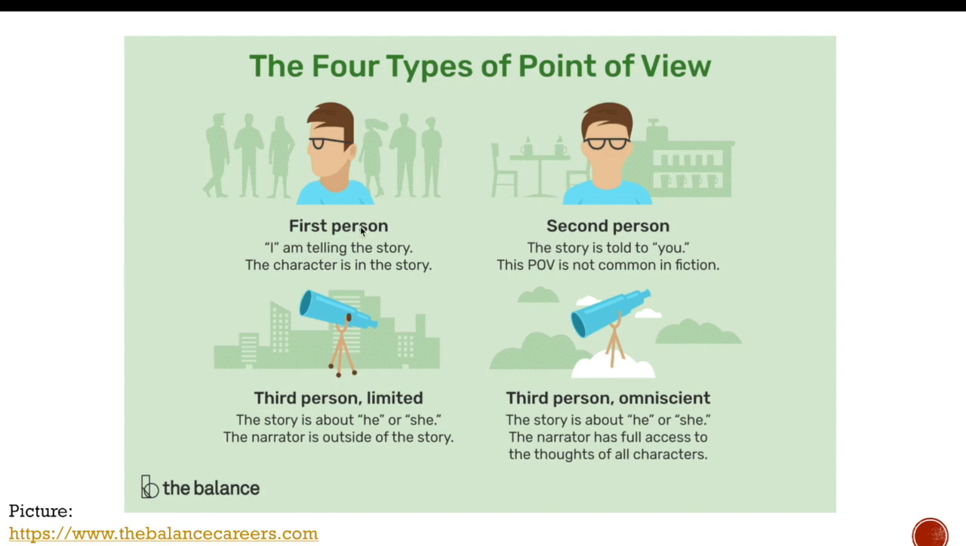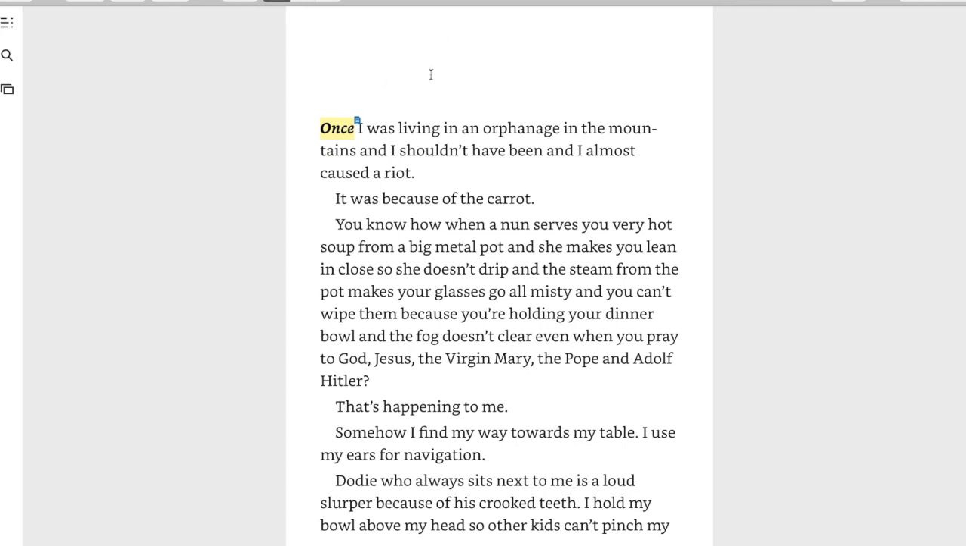You can have a first-person perspective. The person in the story, they're telling the story. And obviously, you can see here it says, I am telling the story. The very beginning, it says, Once I was in an orphanage. So we can see that it's a first-person perspective. So right up here, I would be writing first-person perspective, just like this.